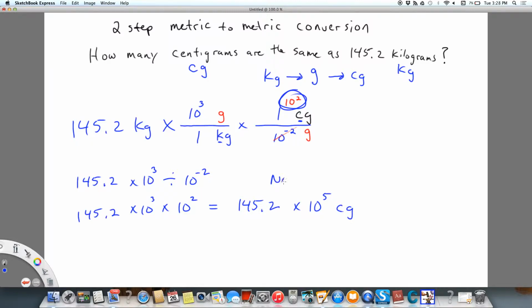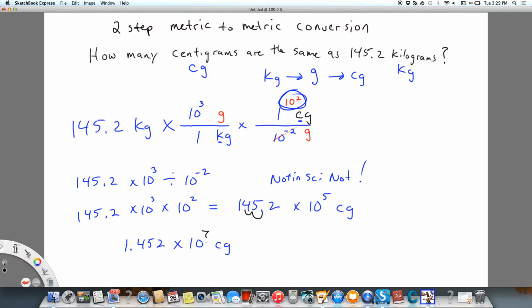But the problem is, this is not in scientific notation. That's the problem. I've got to have this number between 1 and 10. And 145 is not between 1 and 10. So I need to make this 1.452. That's between 1 and 10 times 10 to the some power centigrams. Okay, now here's the hard part. What's that power of 10? So I've moved the decimal place over 2, and I've made this smaller by 2. So this has to get larger by 2. We move to the left, we make this larger. It's going to be 10 to the 7th. Okay, so it's 1.452 times 10 to the 7th centigrams.